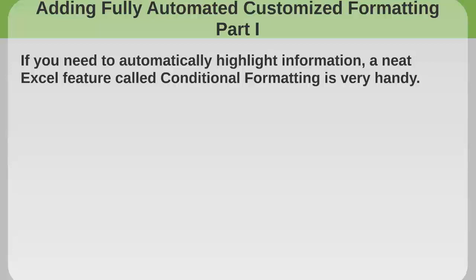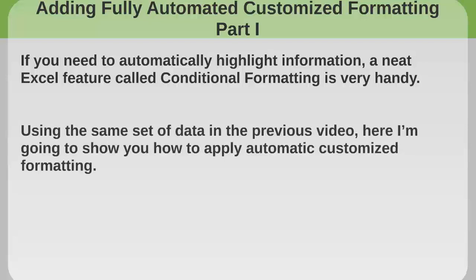I'll show you how it all works in just a minute, but first I want to talk about it briefly. Using the same set of data from the previous video, where we selected it and it turned yellow after we sorted it, I'm going to show you how to apply automatic customized formatting to it, and why you need to do that and how it works. I'm going to give you some real life examples of why you're going to be using conditional formatting, so that it jogs your mind about real life situations you can utilize this for.